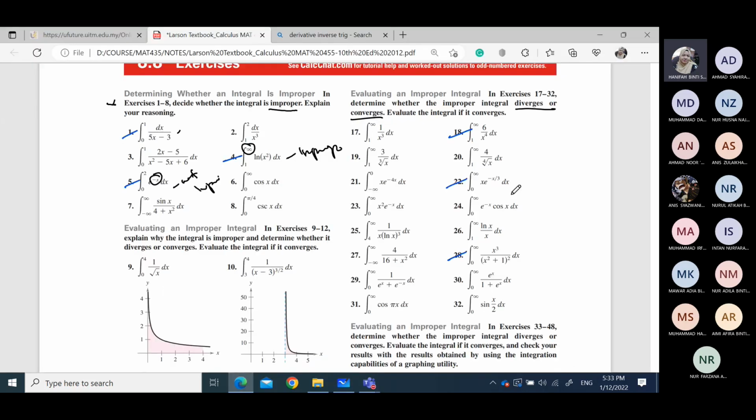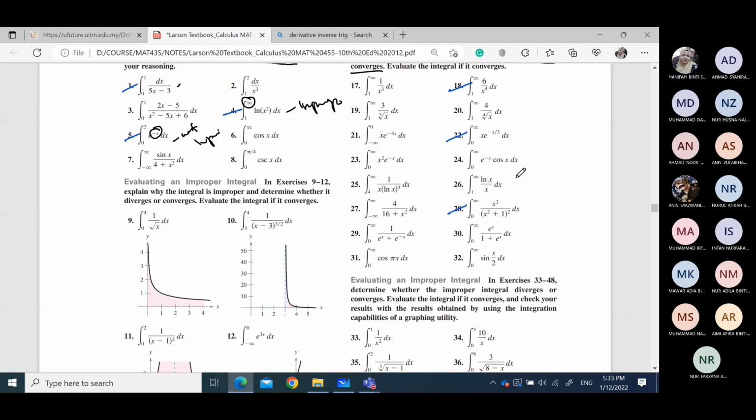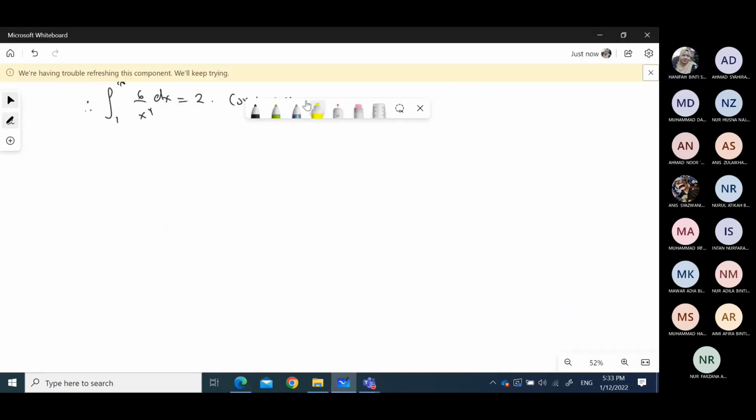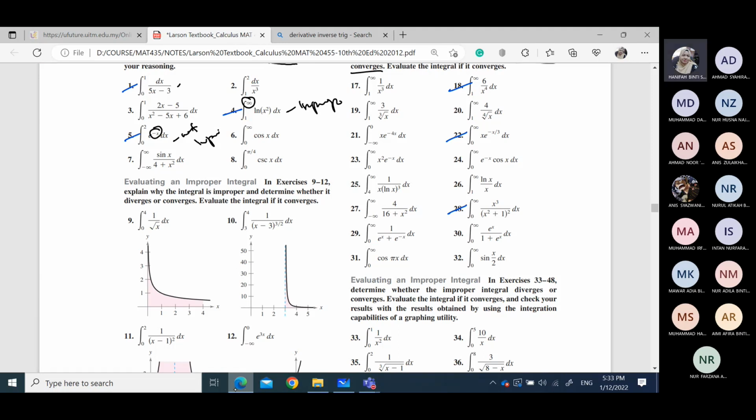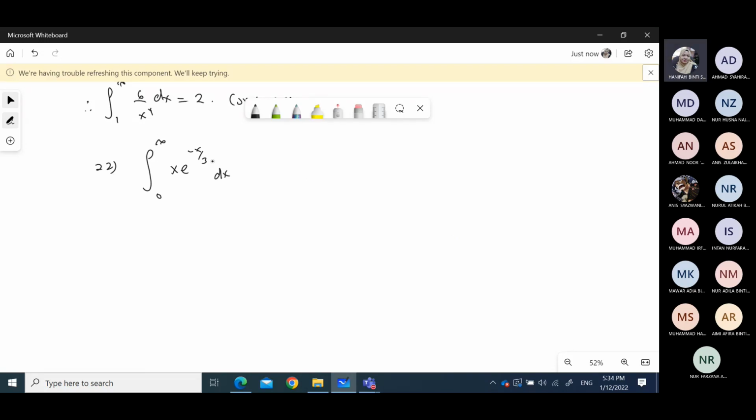Okay, so next kita tengok 22. Betul lah 22? Betul. Okay, great. So 22: integral of x times exponent to the power of negative x over 3 dx, where x is from 0 to infinity. Okay, so based on the definition, it is about limit t approach to infinity for the integral of x exponent negative x over 3 dx, where x is from 0 to t.